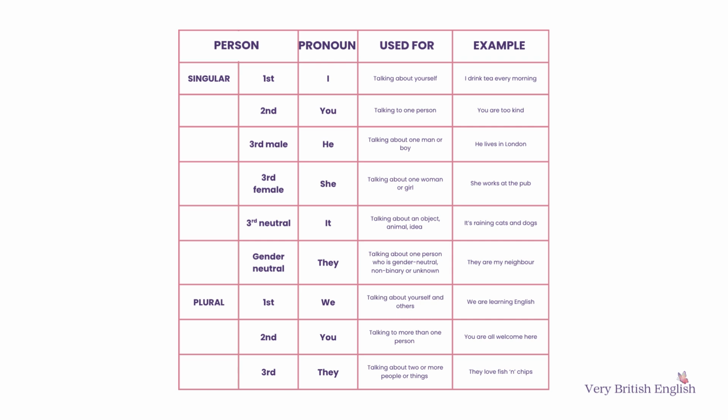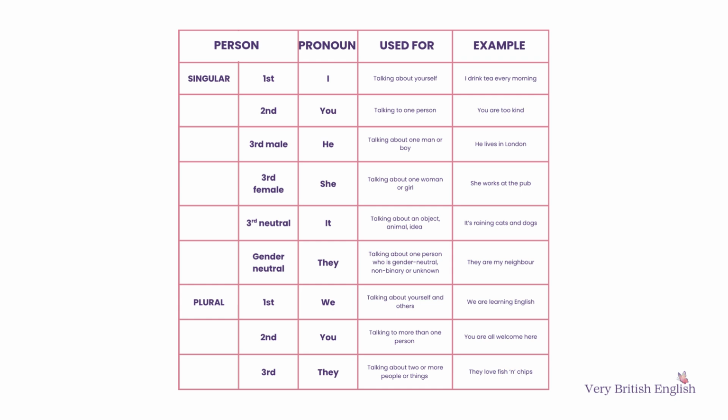The pronoun for second person singular is you. It's used for talking to one person. For example, you are too kind. You are learning English. You is for talking directly to someone, just one person. Yes, you, the one watching this video.